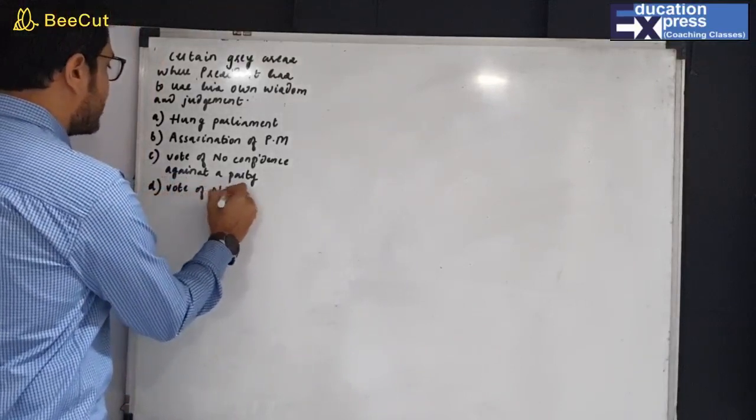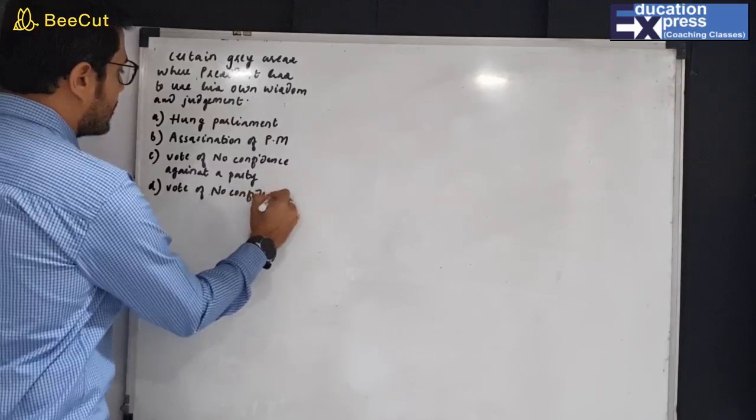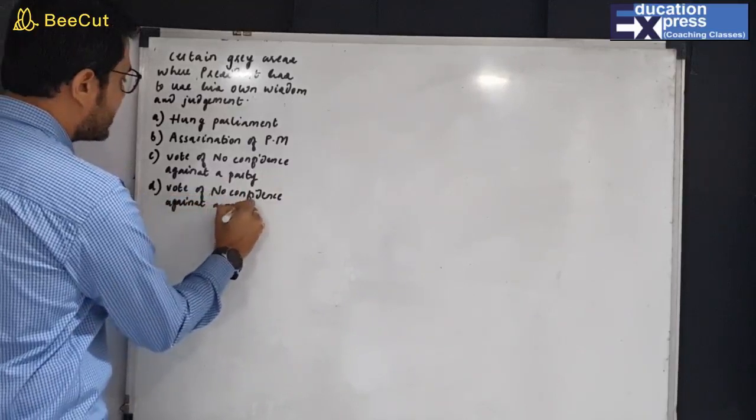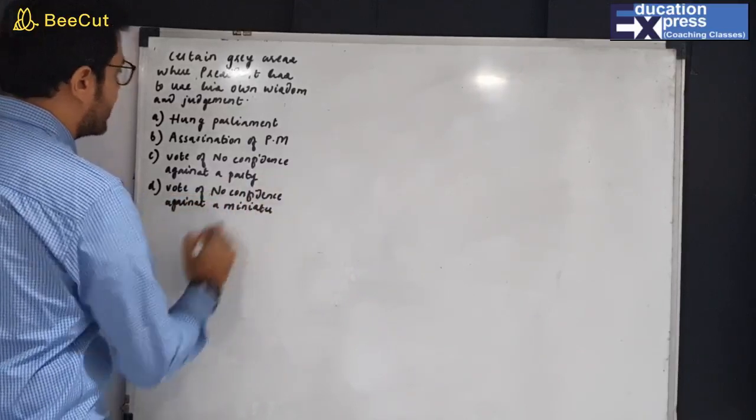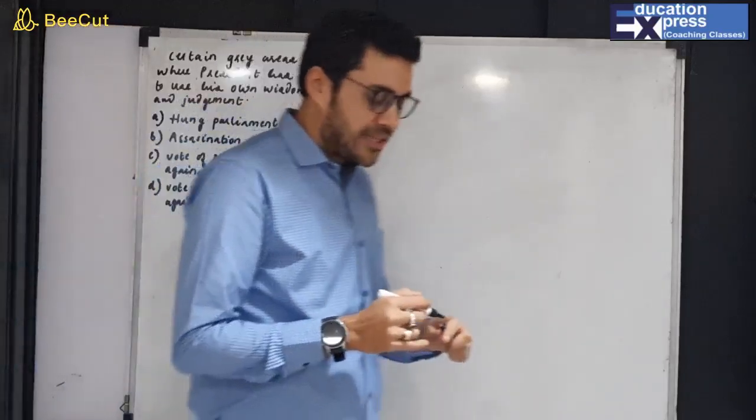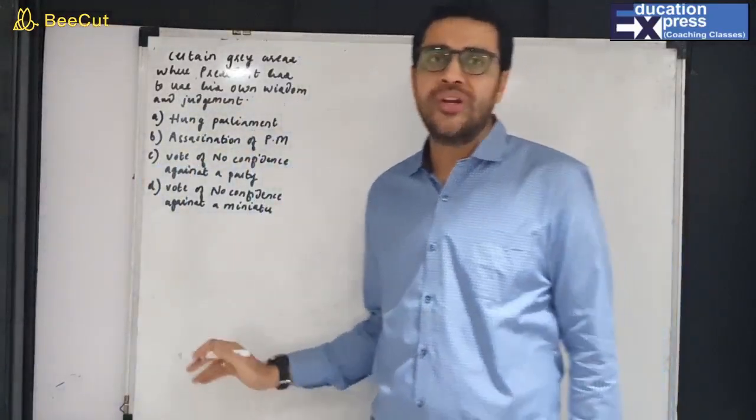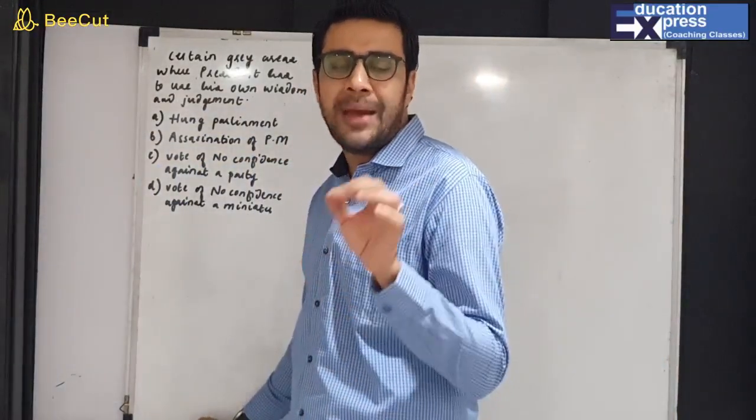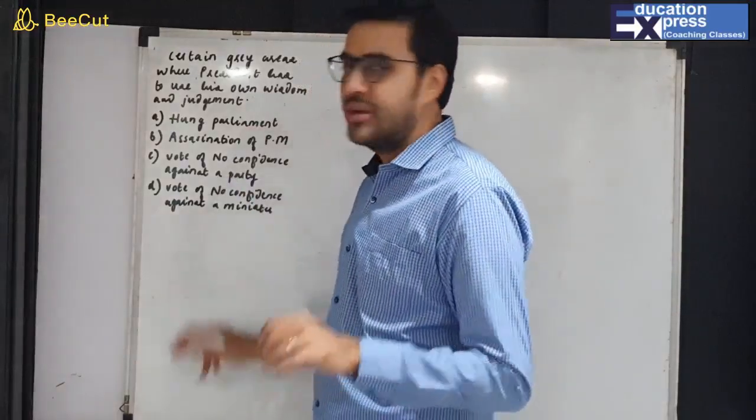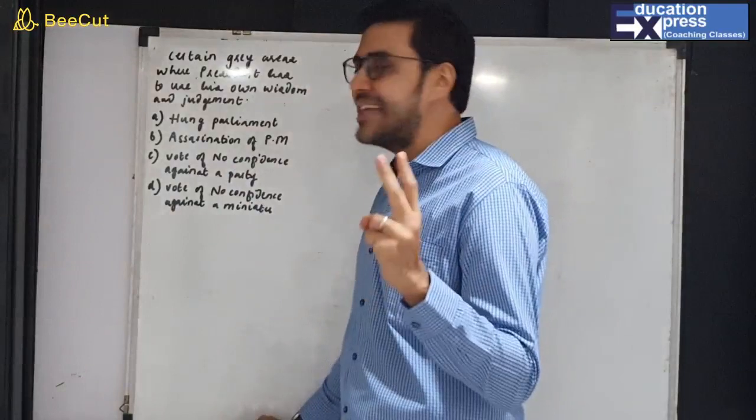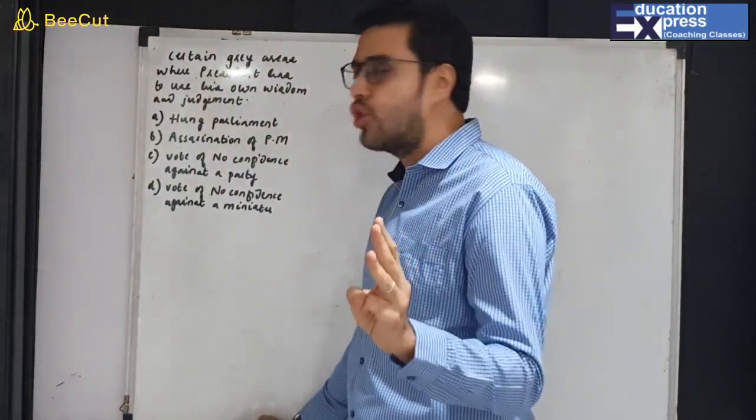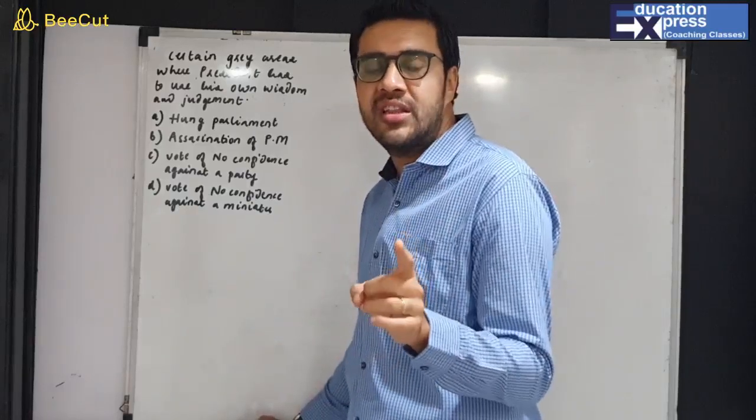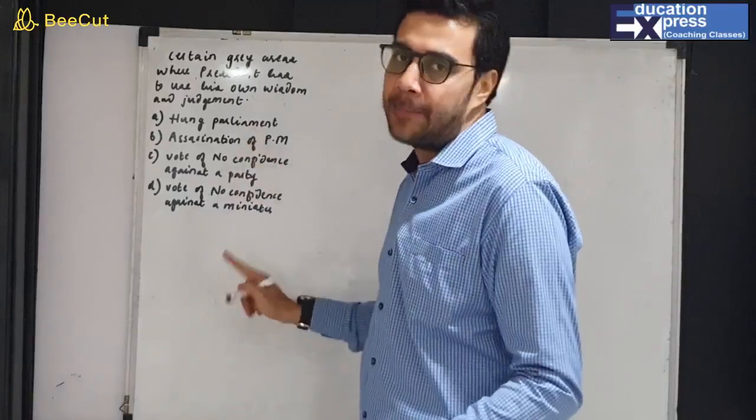And the fourth point, vote of no confidence against a minister and the minister refuses to resign. So these are the circumstances when the president will use his own discretionary powers. So there are certain gray areas where the president has to use his own wisdom and judgment. So these are the cases. One is hung parliament, second assassination of the prime minister, third one vote of no confidence against a party, and fourth point vote of no confidence against a minister. There are no captions given in the textbook. You can make your own captions also.